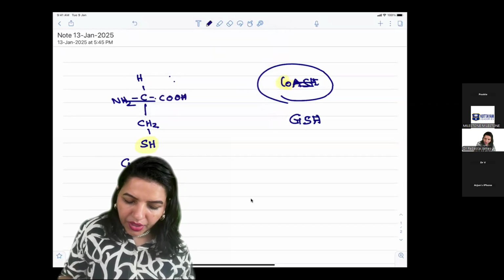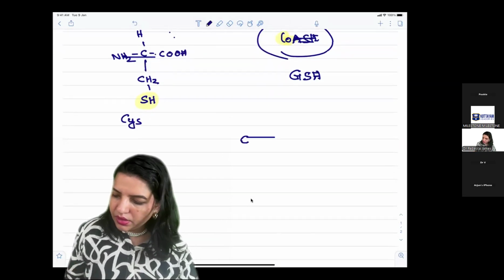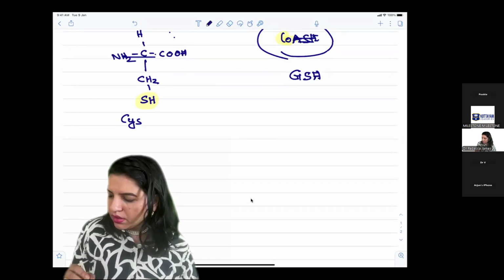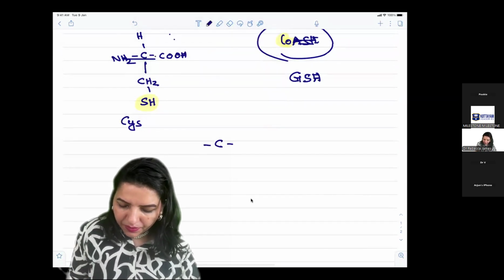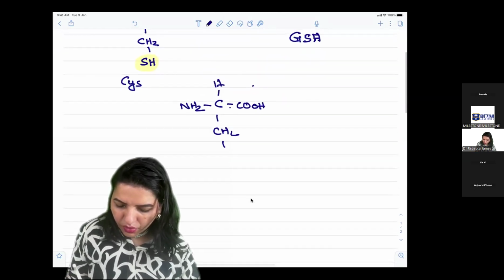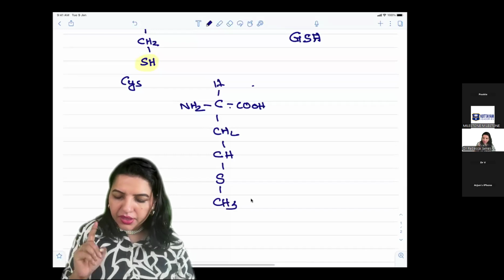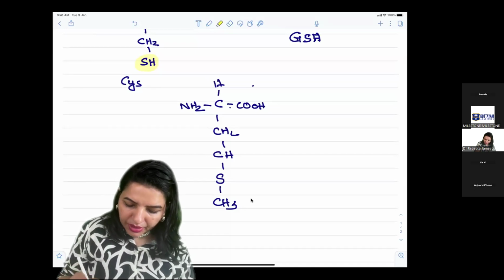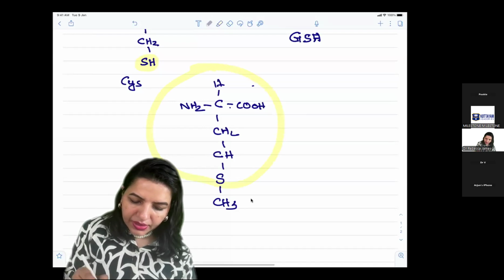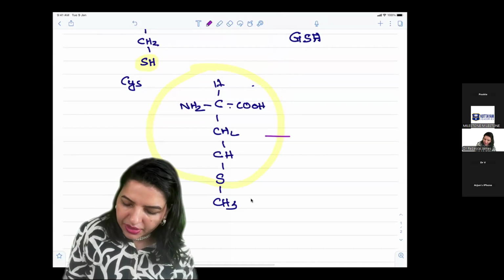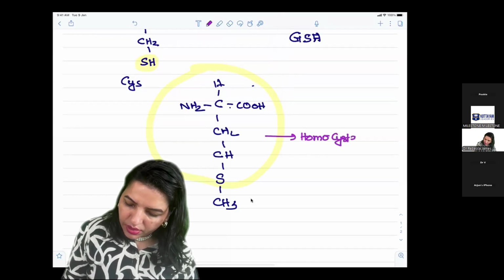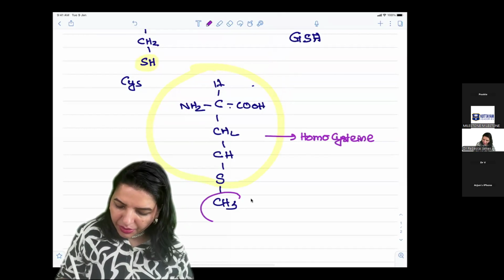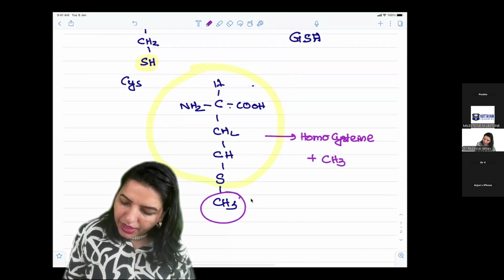Then what about methionine? Methionine has an NH2 here, COOH here, H here, then CH2, CH2, S, CH3. This is the structure of methionine. Just remember this: methionine up to that S is homocysteine. You can see an extra methyl group here. So homocysteine plus methyl group is what is called methionine. This is just to understand.